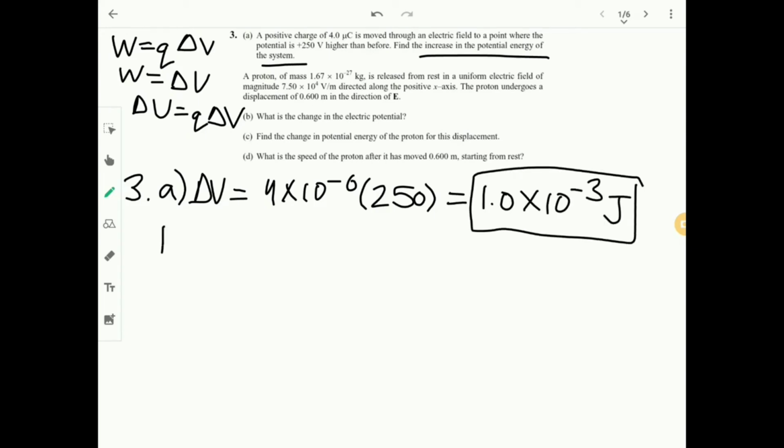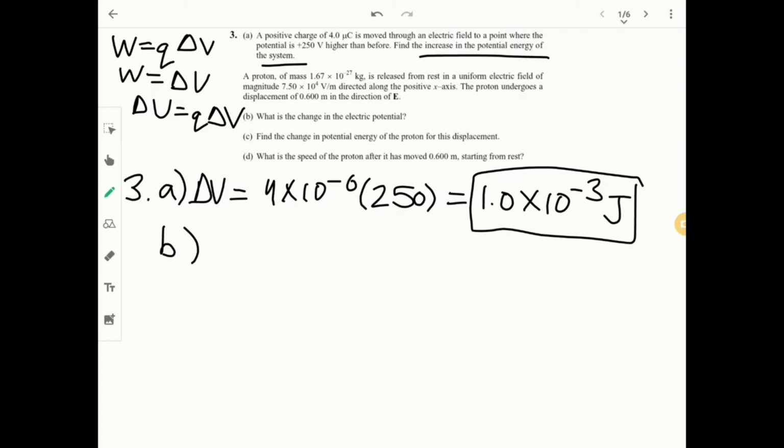Now part B. But before part B, we have a given. A proton of a certain mass is released from rest in a uniform electric field of magnitude this, directed along the positive x-axis. The proton undergoes the displacement of 0.6 meters in the direction of E. B is asking us, what is the change in electric potential?